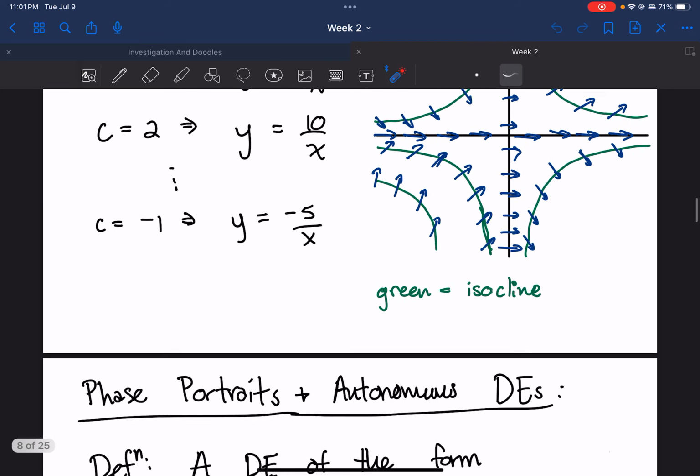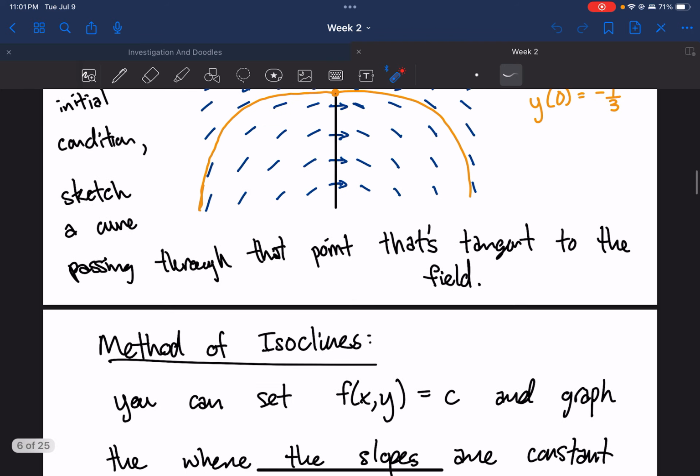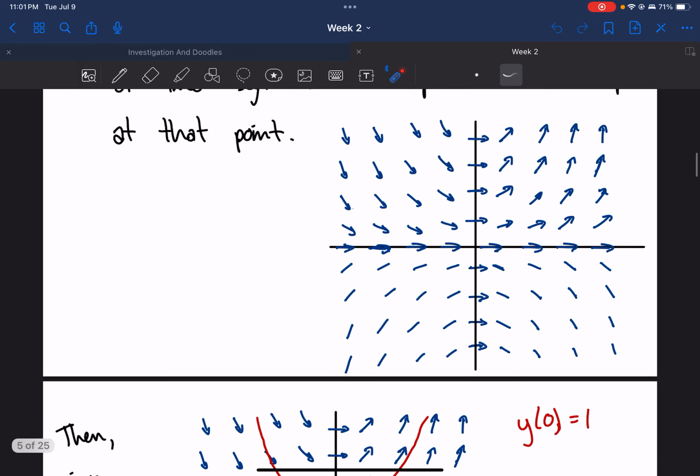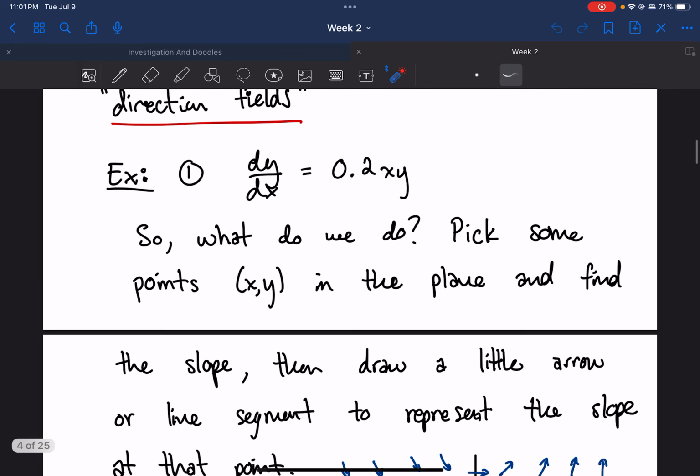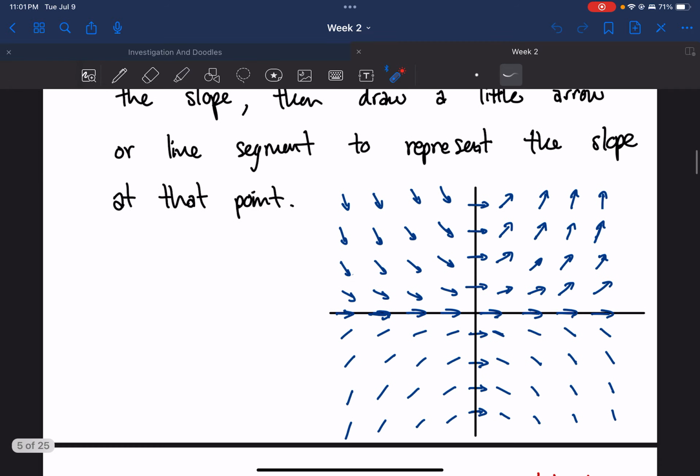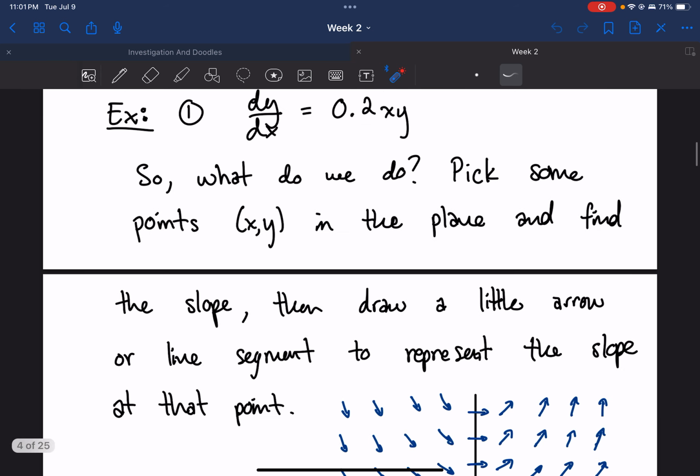So if we go back up to this example, the slope of the solution depended on both x and y. By moving up and down, I change slopes, and by moving left and right, I change slopes. If we imagine that this is just a function of y, like if x was not there, then it wouldn't matter where I was left to right.